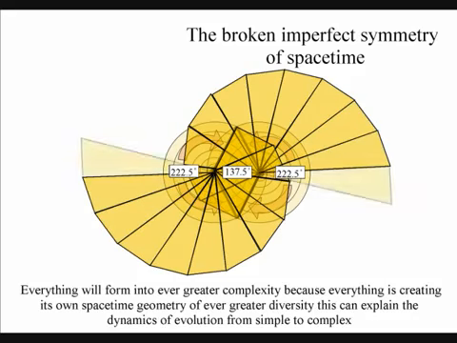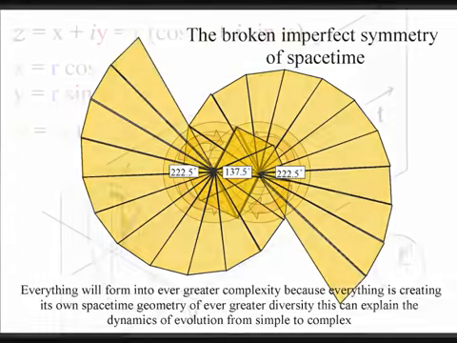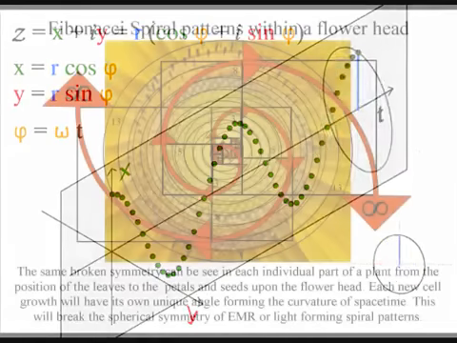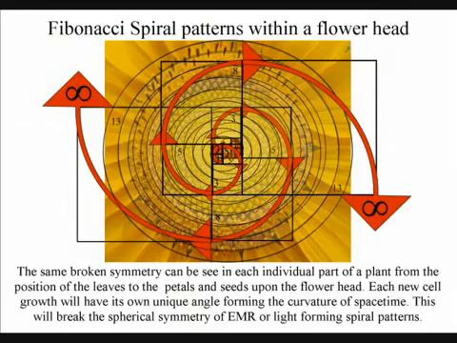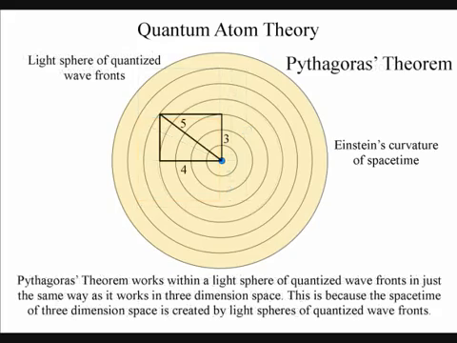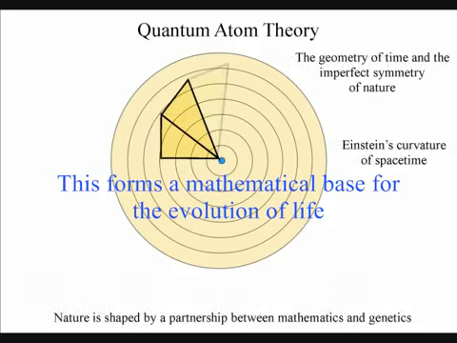The forward momentum of electromagnetic radiation will place light-charged particles that repel, becoming equally spaced along the curvature of their own created space-time. The same broken symmetry can be seen in each individual part of a plant, from the position of the leaves to the petals and seeds upon the flower head. Each new cell growth will have its own unique angle, forming the curvature of space-time. This will break the spherical symmetry of electromagnetic radiation or light, forming spiral patterns.